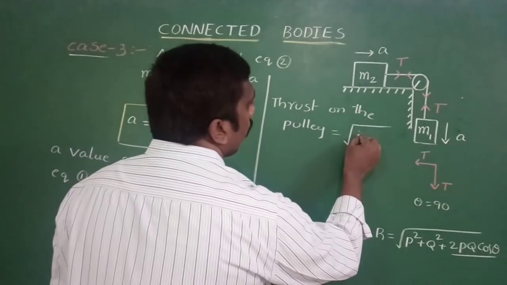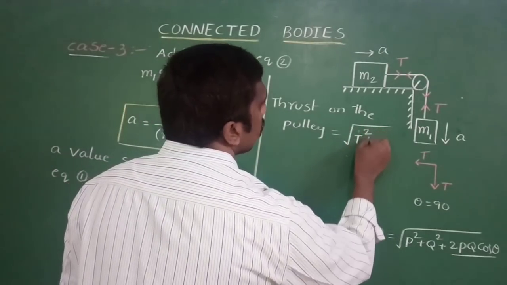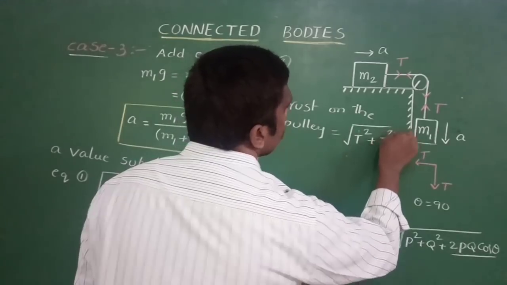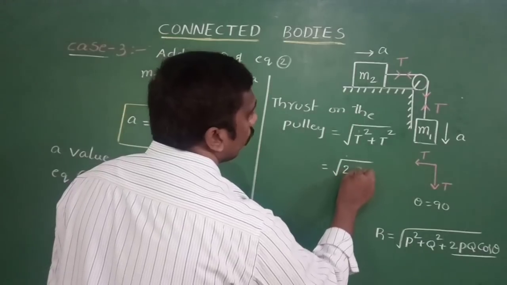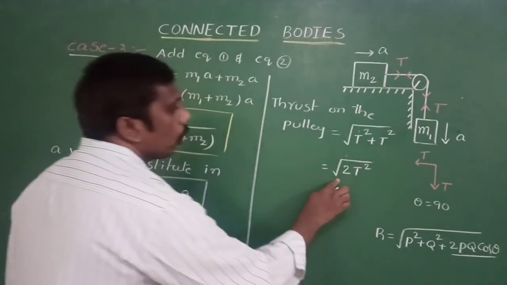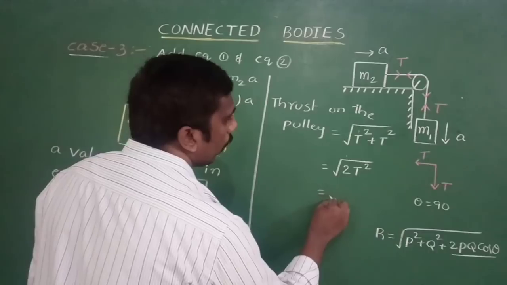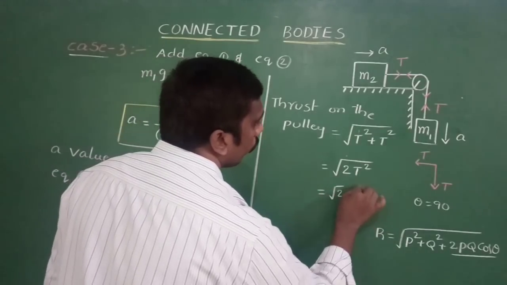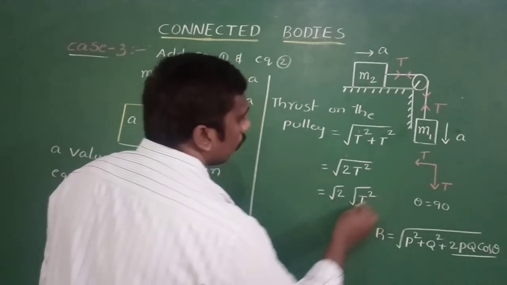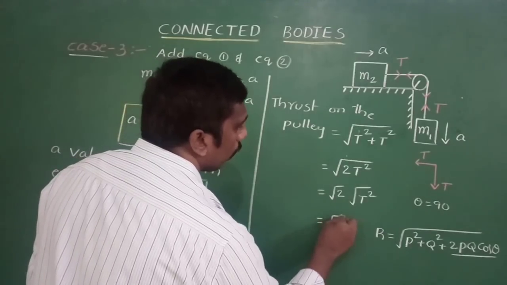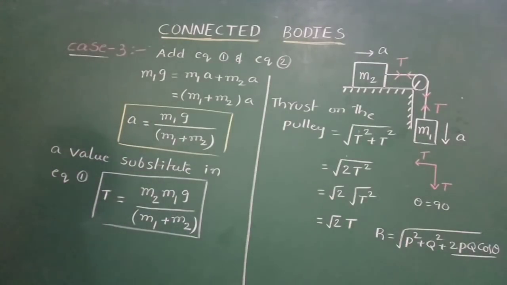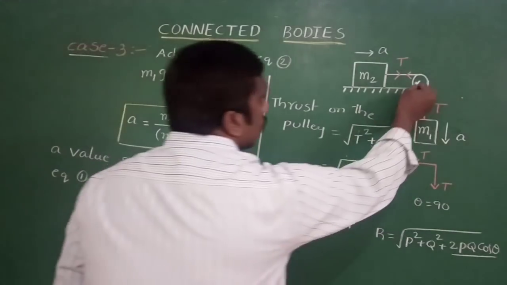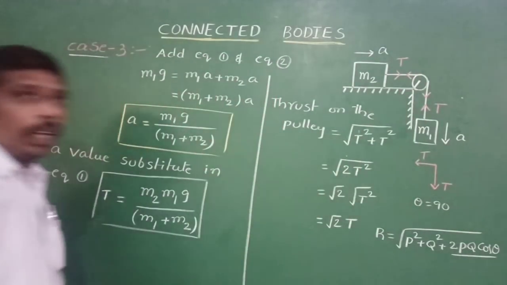That's why I am writing T square plus T square, that is equal to root over 2T square. This is in the form of root a into root b, so we can write root a into root b. So finally we get root 2 into T. This is the force acting on the pulley, or thrust acting on the pulley. The same thrust is acting on the clamp also.